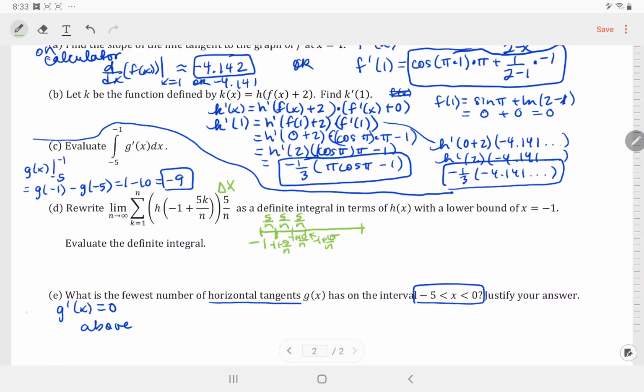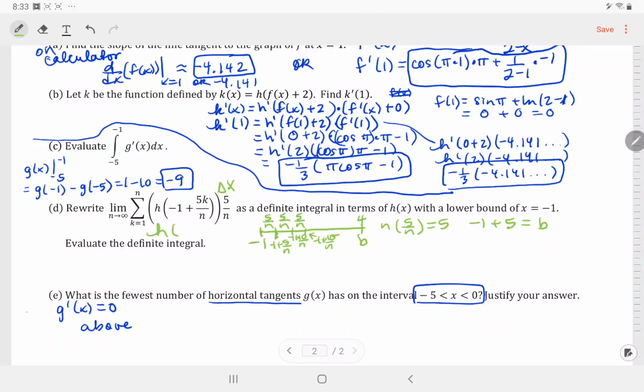-1 plus 15 over n. And the last one, I don't know what it would be, but if you have n 5 over n's, that would be 5. So negative 1 plus 5 would equal the right endpoint, which is b. So that should be 4. Evaluate the definite integral. Okay, so let's check.